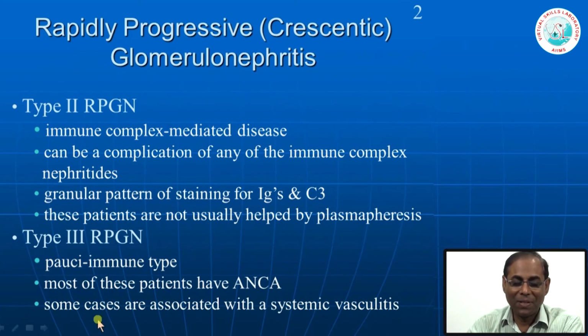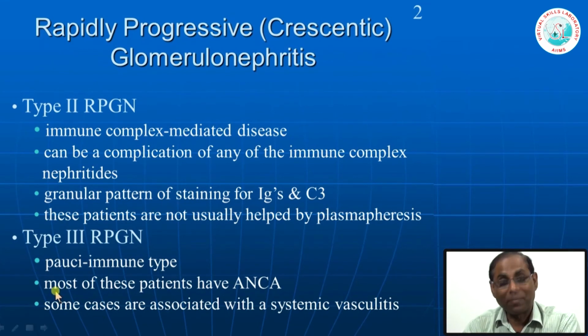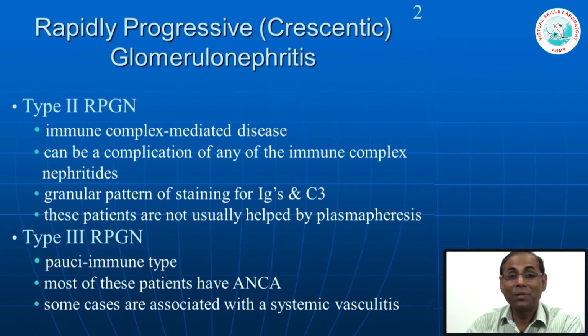Now type 3 RPGN or crescentic glomerulonephritis, this is the pauci-immune type. This is a crescentic glomerulonephritis. If you do immunofluorescence microscopy, you do not see significant immune complex deposits, and most of these patients have ANCA.